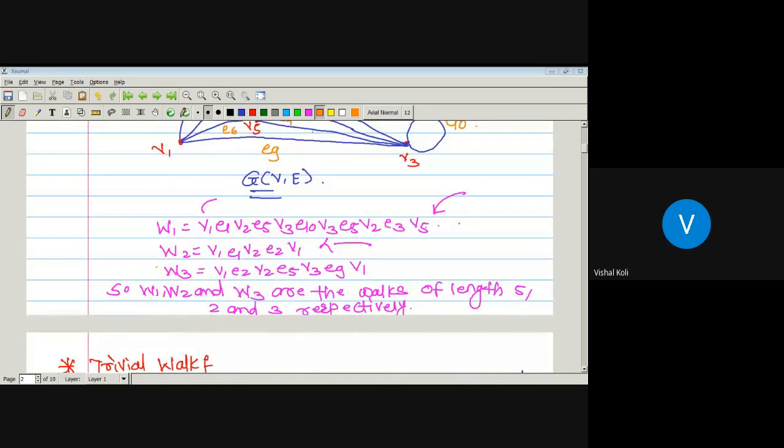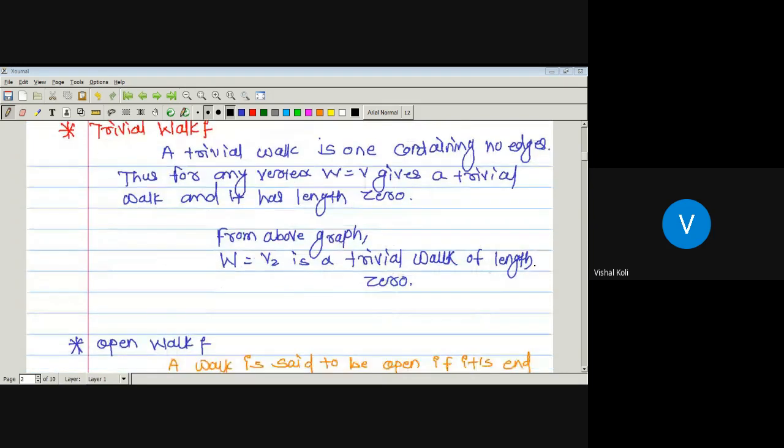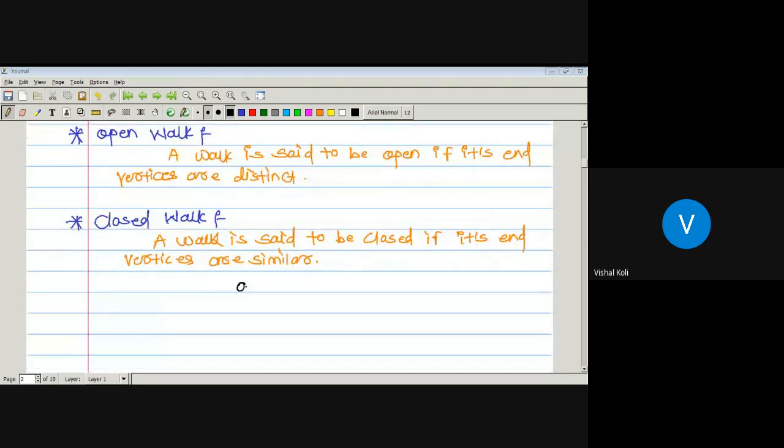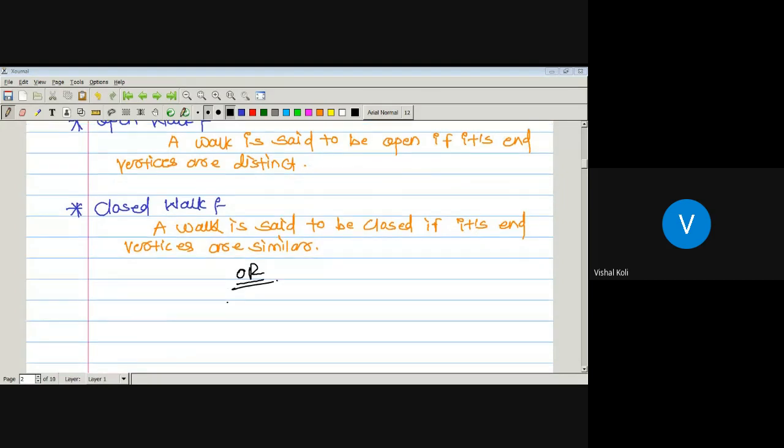From this, whether walk W1 is an open walk? Yes, sir, as its end vertices are distinct, so this will be an open walk. What about closed? Is it closed? No, sir. This one is not closed. What about W2? Whether it is open or closed? It is a closed walk. And W3 is again a closed walk, since it is from V1 to V1 itself. Okay. Now, one more definition is there for open and closed walk.